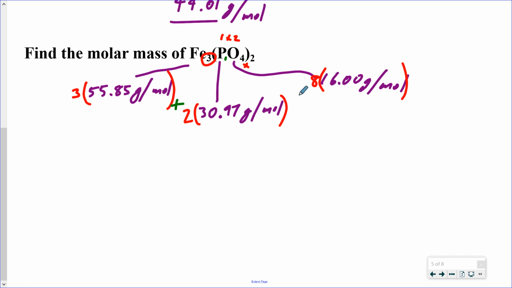So we're going to add this, and then we're going to add this in. And if you do all of that, plug the numbers into your calculator, what you get is 357.49 grams per mole. If you have 1 mole of iron 2 phosphate, this is how much it weighs. How many individual molecules of iron 2 phosphate do we have? Avogadro's number, 6.022 times 10 to the 23.